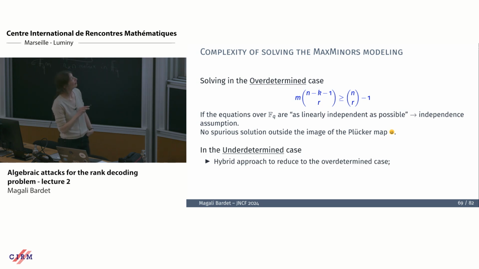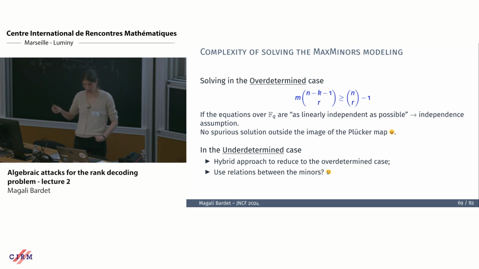If you do not have this condition, then you need to do something else. You can just use the hybrid approach. If you remember, it changes n and k to n minus a and k minus a. So here you do not change the number of equations, but you reduce the number of variables. At some point, if you specialize enough, with a large enough a, you will get a solution to your system. You can try adding the relations between the minors, but we did not try this in this case.